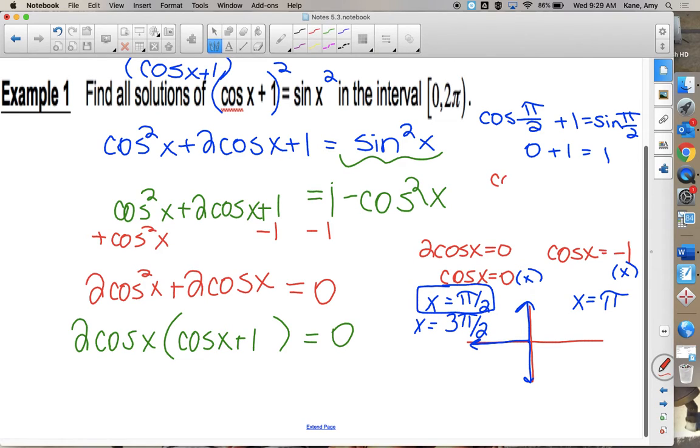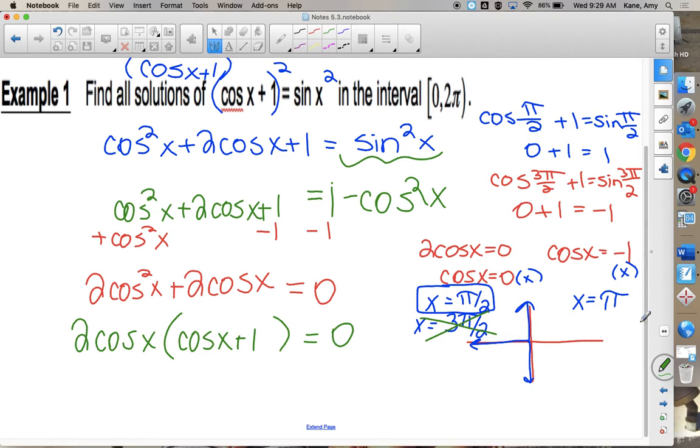If I check the next one, we have 3 pi over 2. What's the cosine of 3 pi over 2? Right here. 0, because I already found the cosine of 3 pi over 2 was 0. What's the sine of 3 pi over 2? Minus 1. Does 1 equal -1? Nope. So cross that guy off.